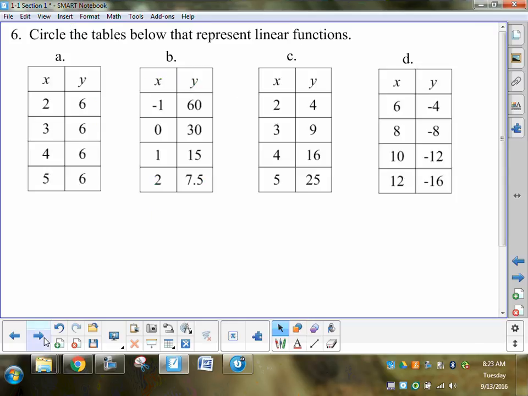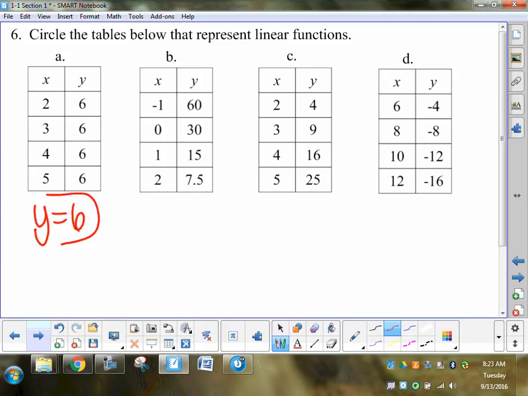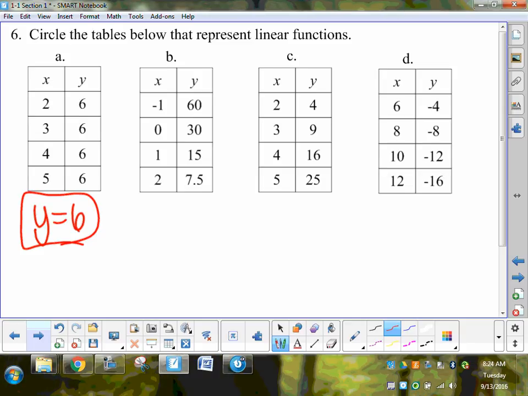Sorry. Go through, take a look at what's there. Which ones of these represent linear functions? Hands up, please, when you can tell me one of them that's going to represent a linear function. Think about what they look like. A is going to be a linear function. This is going to be y is equal to 6. It's always a y value of 6. There's one more that's linear. What's the other one that's linear? D. There you go. So let's circle D. Now we're done. Sorry.